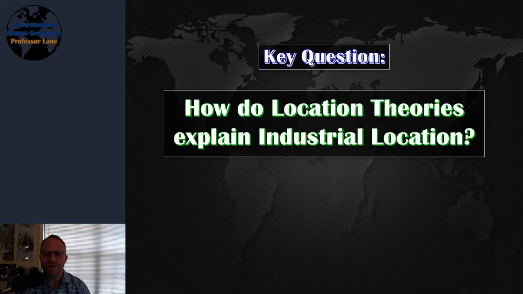So that brings us to the next question. How do location theories explain industrial location? This question is not easily answered, but we'll attempt to discuss three major theories that at least somewhat explain why industrial firms locate where they do.